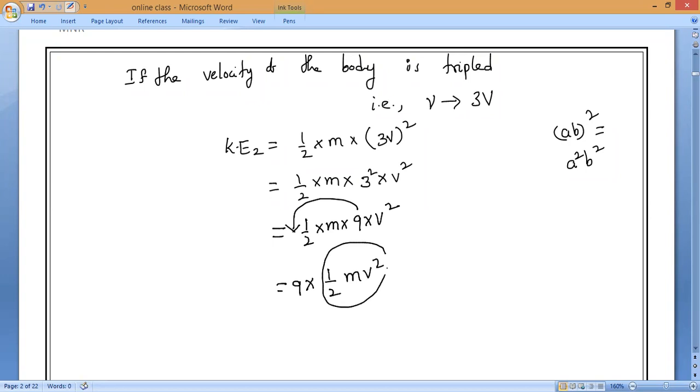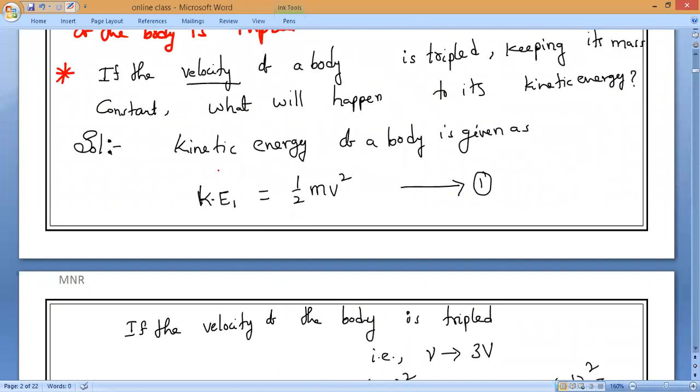Mr. Aswardham, are you writing? Yes. Now if you notice, this is equal to what, guys? All of you check it, half mv square is equal to what?